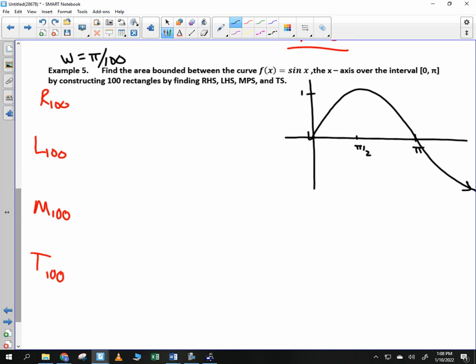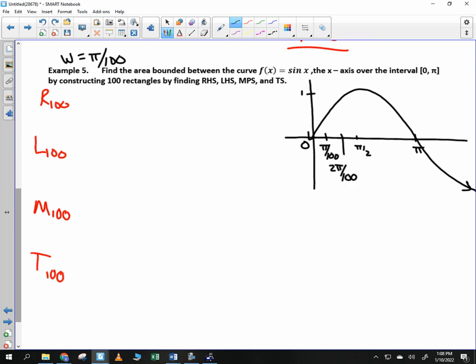Is everybody okay with that? I start at 0, I end with pi. What would be the first spot where I'd evaluate my height? Pi over 100. What would be the next spot I'd evaluate my height? 2 pi over 100, right? And then 3 pi over 100. Then 4 pi over 100, so on and so forth, right? So I'm just going to write the first 2 down. I got pi over 100.